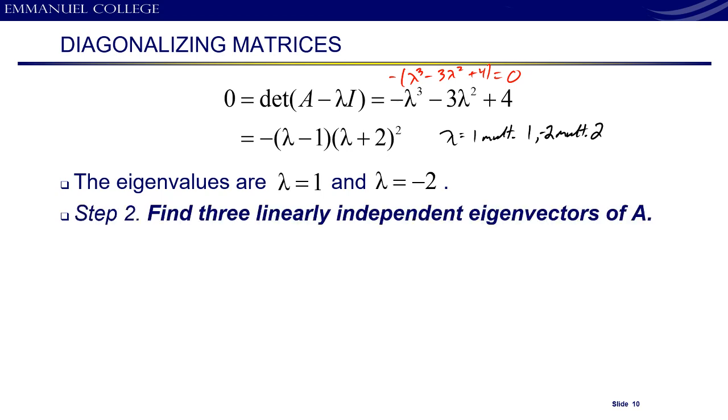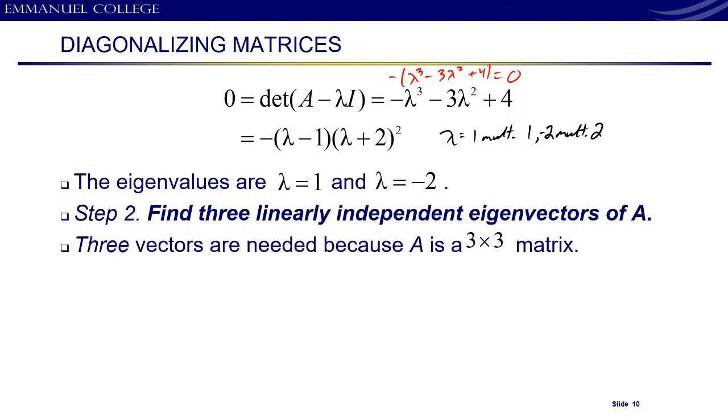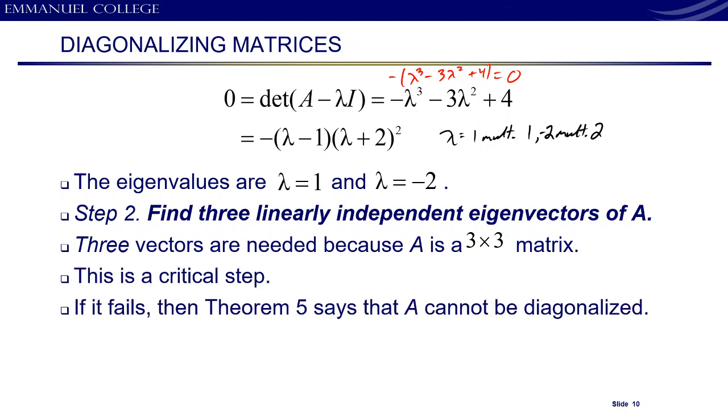Key thing: find 3 linearly independent eigenvectors of A. Because if, when finding and working with the eigenvectors of A, we end up with 2 of the eigenvectors being linearly dependent, which remember means one is a linear combination of the other, then we're out of luck and we just say we can't diagonalize it. So it's a 3x3 matrix, so we need 3 vectors. I get ahead of myself sometimes.